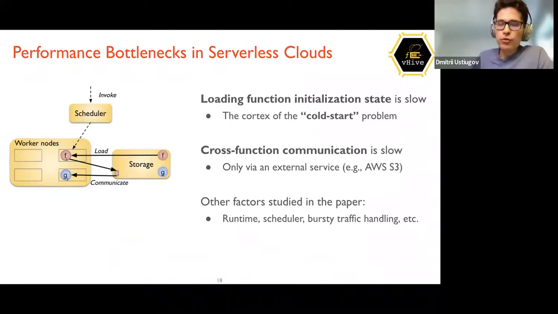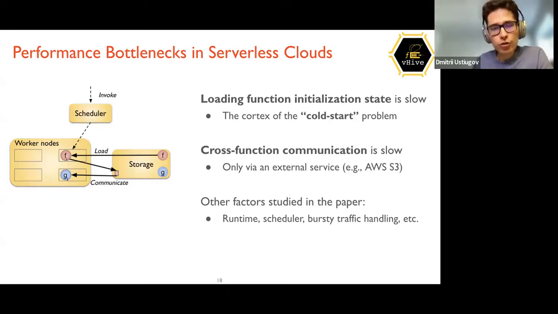So we identified 2 bottlenecks, which are common for all 3 clouds. And there are more of these bottlenecks studied in the paper, so take a look if you are interested. And we would like to focus on this data movement problem. So the first problem is related to loading function initialization state from the storage, which is at the core of the cold start problem.